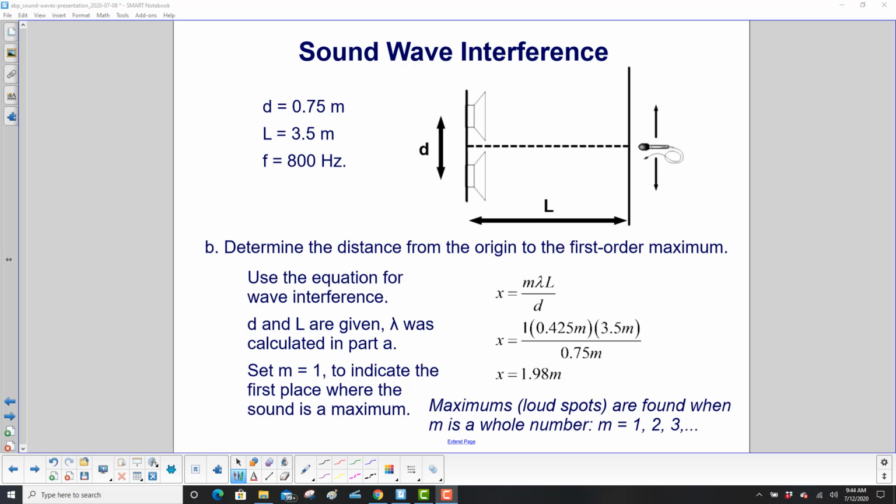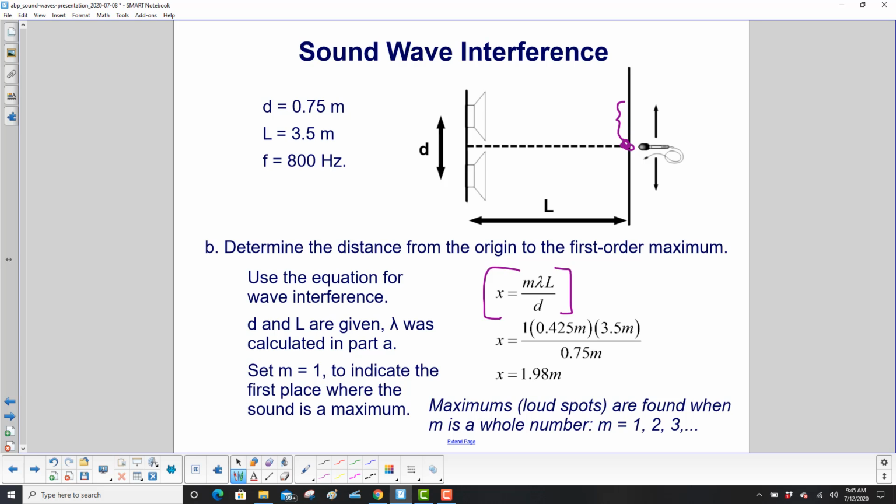Determine the distance from the origin to the first order maximum. So here's our origin, and we want to find this distance to where you get a first order maximum, which means you can hear it very loud. That's the maximum sound that you'll hear from the speakers. So use the equation for wave interference, and this is constructive interference, where y equals m lambda L over d.